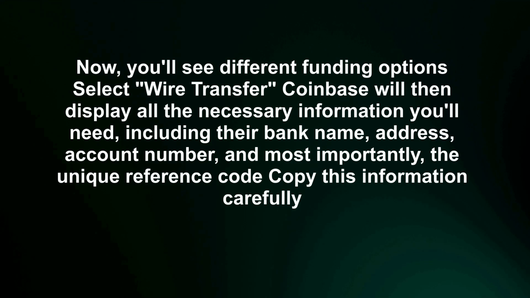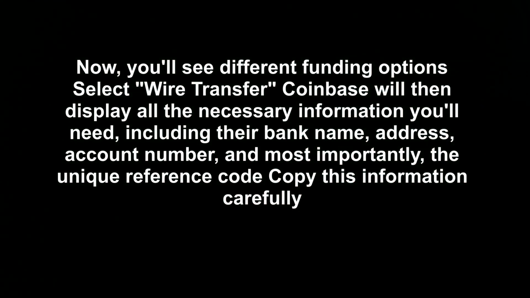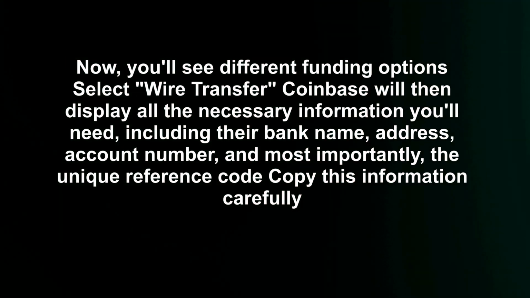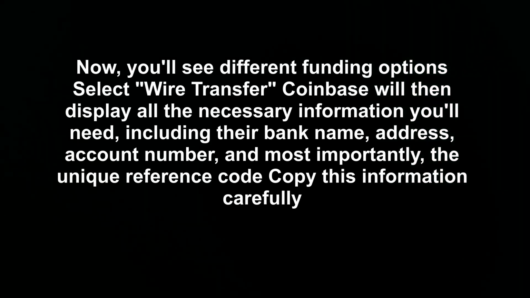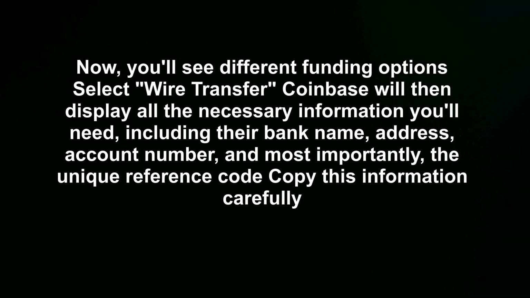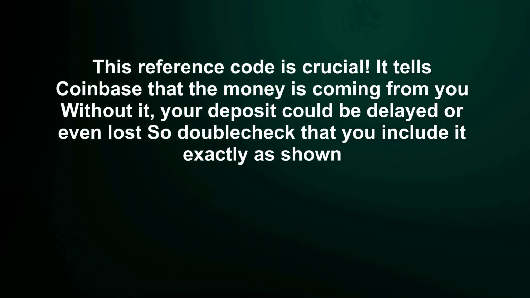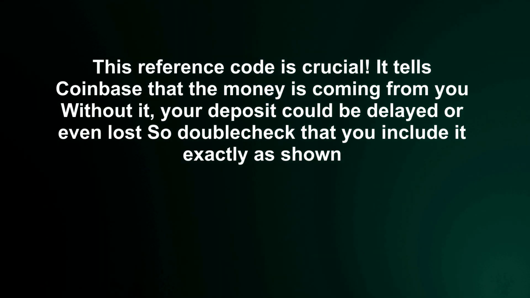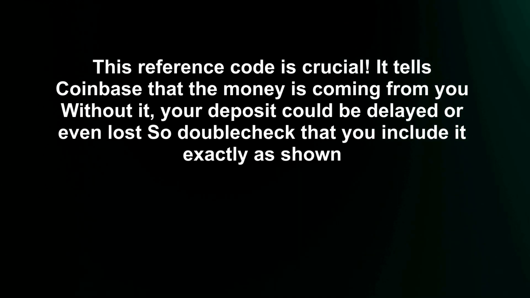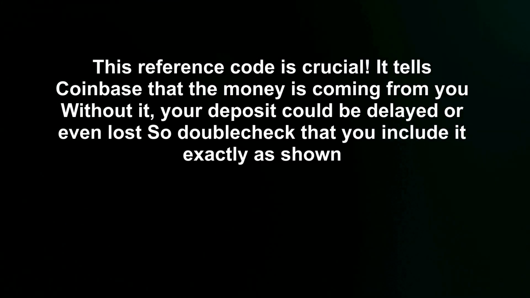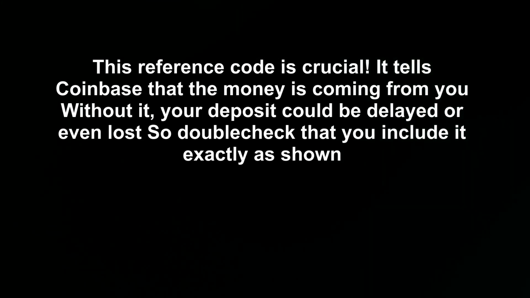Select Wire Transfer. Coinbase will then display all the necessary information you'll need, including their bank name, address, account number, and most importantly, the unique reference code. Copy this information carefully. This reference code is crucial. It tells Coinbase that the money is coming from you. Without it, your deposit could be delayed or even lost, so double-check that you include it exactly as shown.